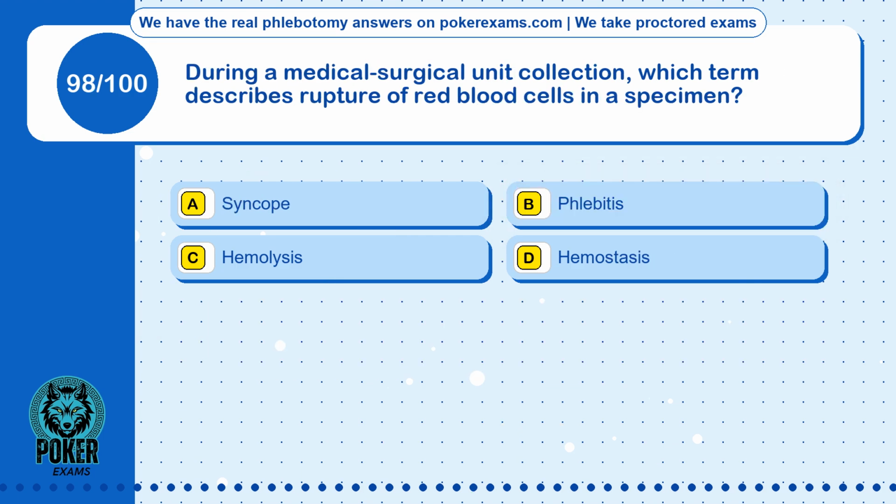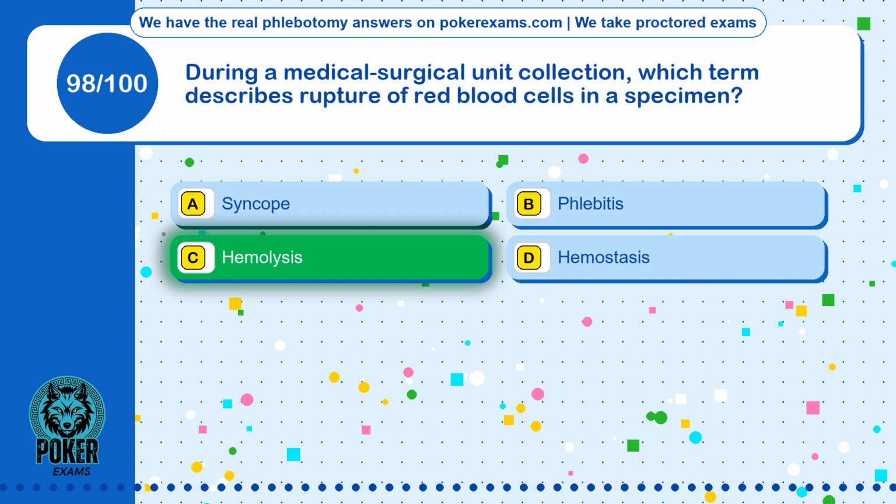Question 98. During a medical surgical unit collection, which term describes rupture of red blood cells in a specimen? Option A, syncope. Option B, phlebitis. Option C, hemolysis. Option D, hemostasis. The correct answer is option C.